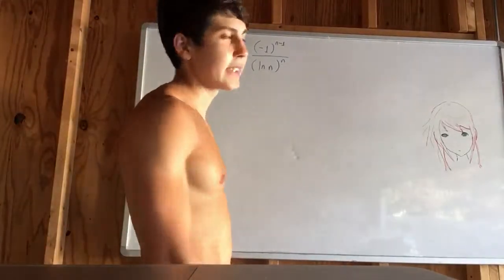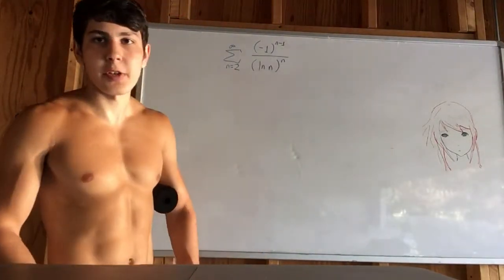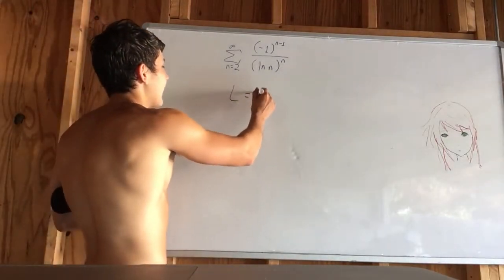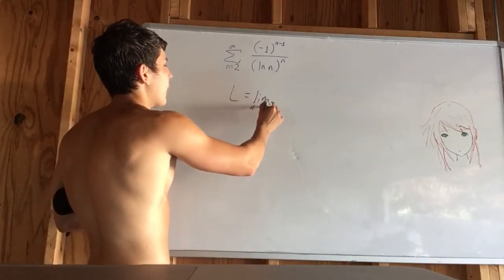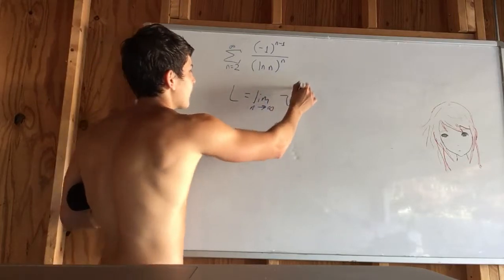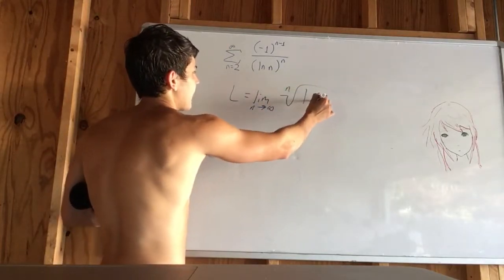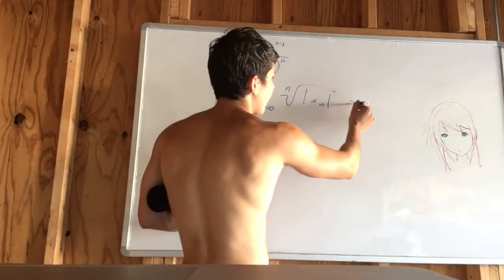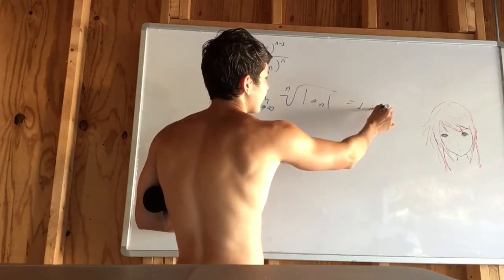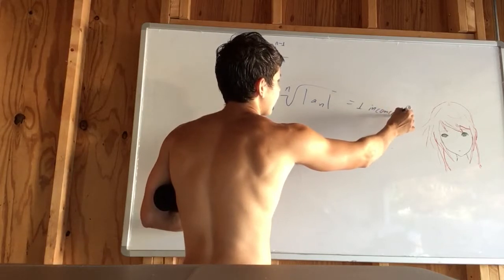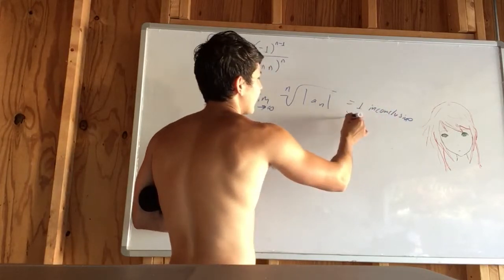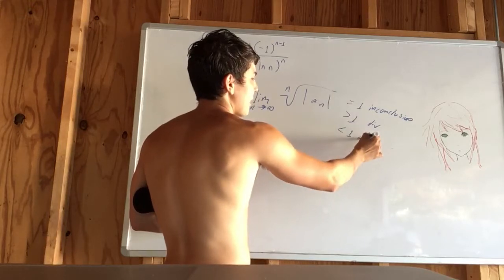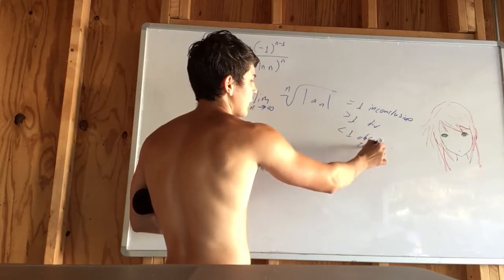We're going to use the root test to determine whether this series is convergent or divergent. So we're going to take the limit as n approaches infinity of the nth root of the absolute value of a sub n. If this equals 1, then it's inconclusive. If this is greater than 1, it diverges. If this is less than 1, then it absolutely converges, which means that it also converges.